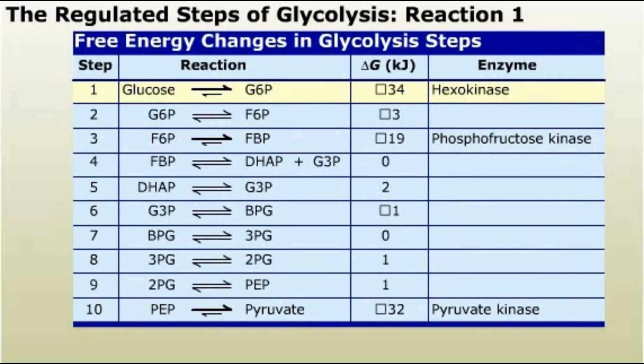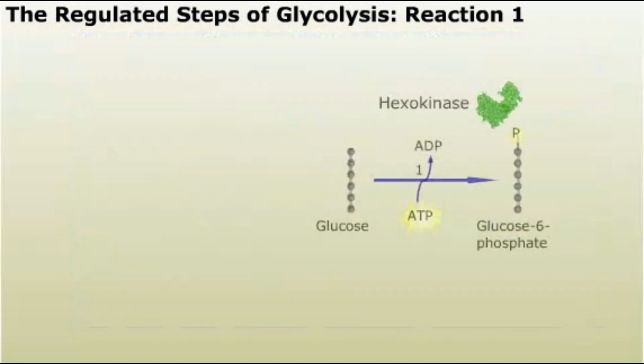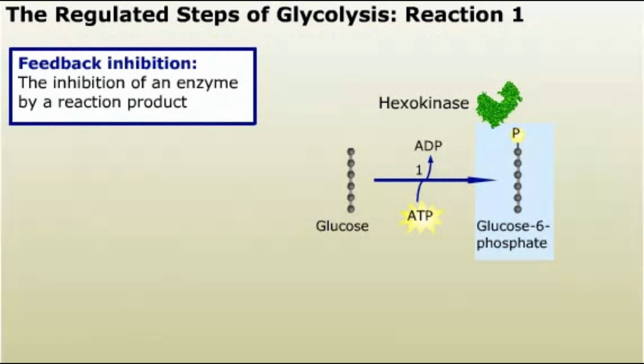Reaction 1 is catalyzed by the enzyme hexokinase. The activity of hexokinase is inhibited by glucose 6-phosphate. Since glucose 6-phosphate is also a product of the reaction, this is an example of feedback inhibition. Feedback inhibition is the inhibition of an enzyme by a reaction product. As more glucose 6-phosphate is produced, the reaction rate slows down.